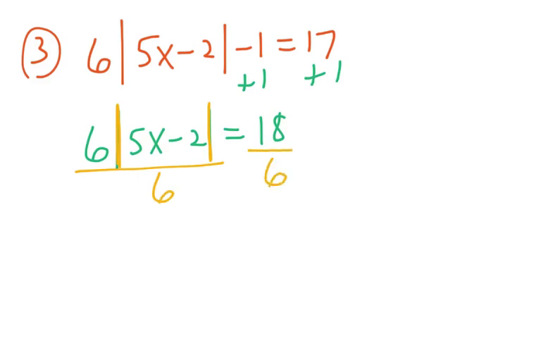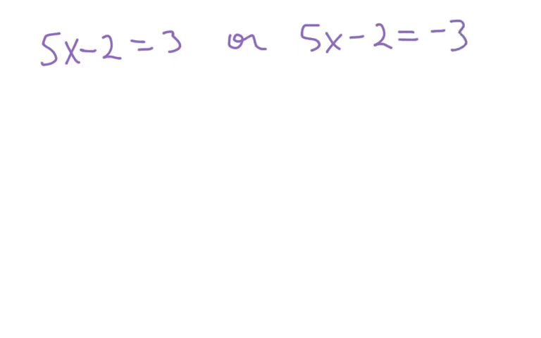So if it were parentheses, yes, you could distribute, although you don't have to. But since it's absolute value bars, you can't. So don't do it. So absolute value of 5x minus 2 is equal to 3. Break it up in the cases. 5x minus 2 is equal to 3, or 5x minus 2 is equal to negative 3.